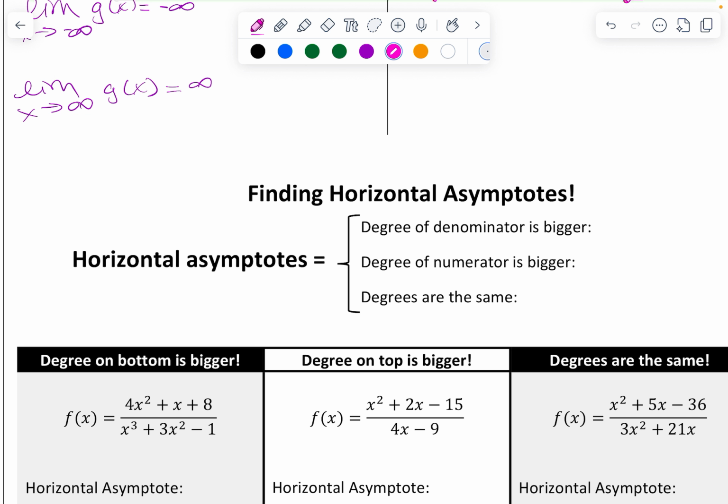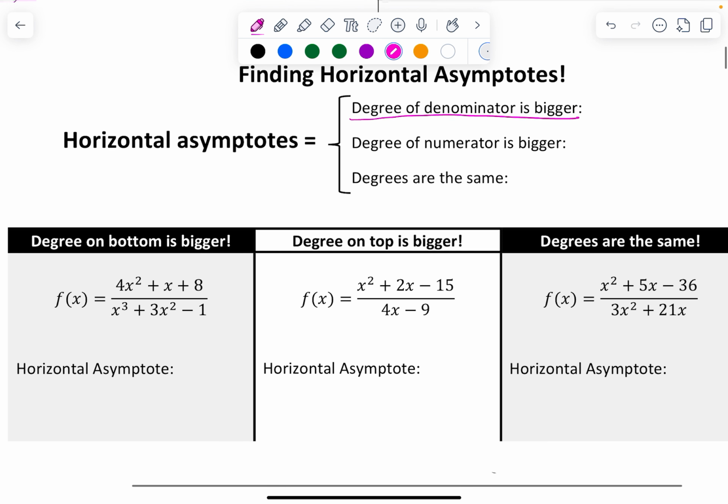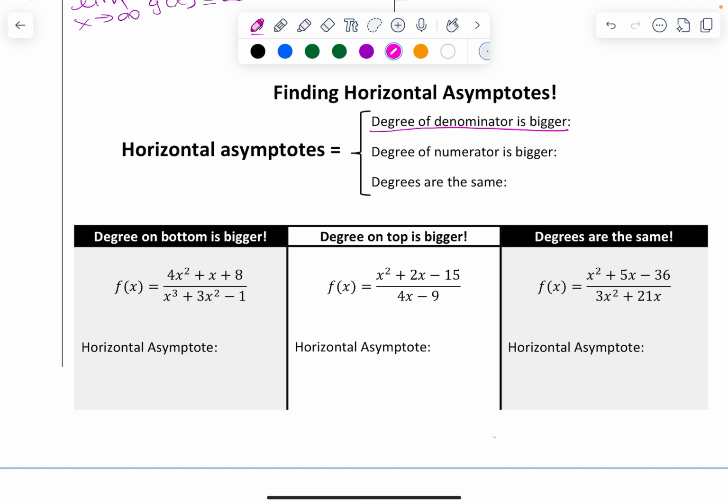With that said, let's talk about how we find horizontal asymptotes with 3 different cases. If the degree of the denominator is bigger, that's when we see something like this. If I simplify that down, that's like saying 4 over x, which is like saying 4 divided by infinity, which means this is going to be infinitely small and it's going to go to 0. So we have a horizontal asymptote of y equals 0. So when the denominator is bigger, that horizontal asymptote is always at y equals 0.